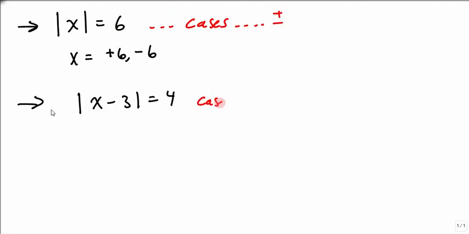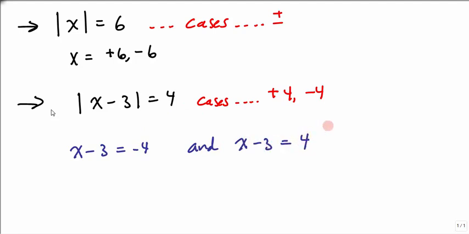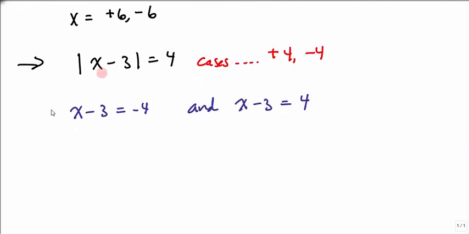Here I have cases as well. I have a positive 4 case and a negative 4 case. So I write out my two cases. x minus 3 equals negative 4 and x minus 3 equals positive 4. So for my first case, you basically just drop the absolute values. For the second case, you drop the absolute values and negate the right-hand side.